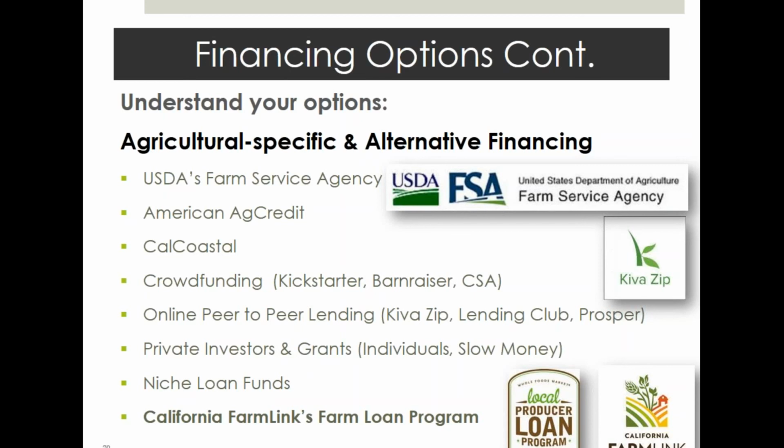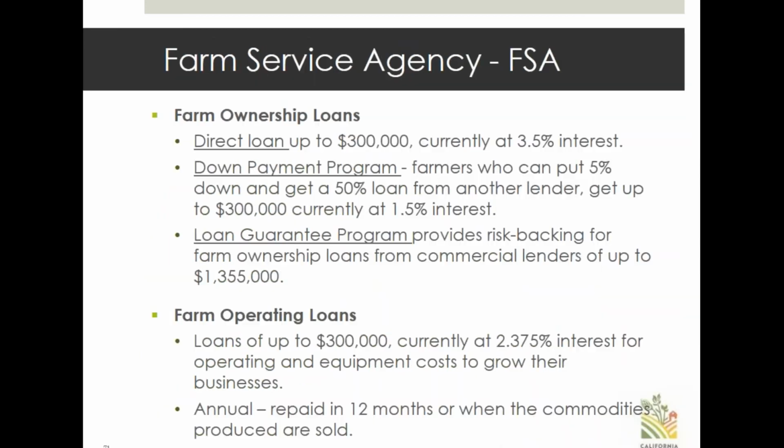So alternative financing, there's a lot of different options out there. I'm only going to discuss a few of them because we could spend a whole hour and a half just getting into alternative financing. U.S. Farm Service Agency, I just want to mention, this is an organization within the USDA, and they provide a lot of great loan products. You can do direct loans for ownership and for operating of up to $300,000 at very low interest rates. And they also have a great down payment program where if you get a loan, for example, from FarmLink for 50% of the down payment of your ownership of your land, they'll put up $300,000 toward that at only 1.5% interest. So a really good rate overall.